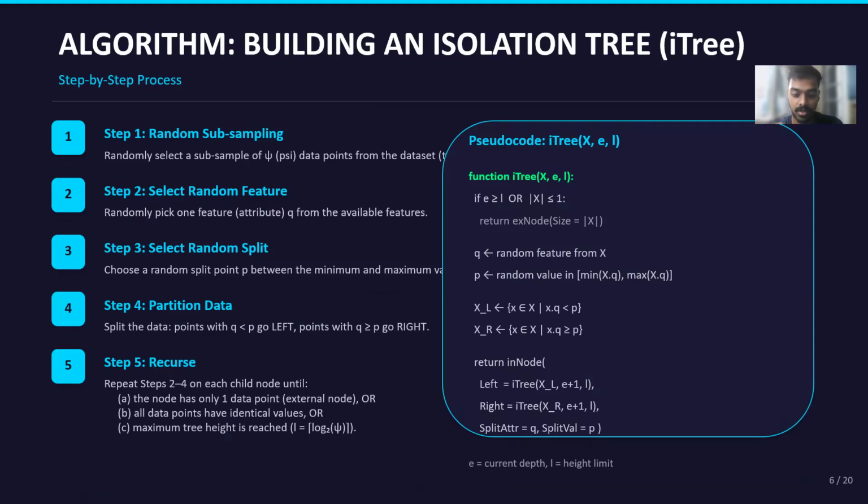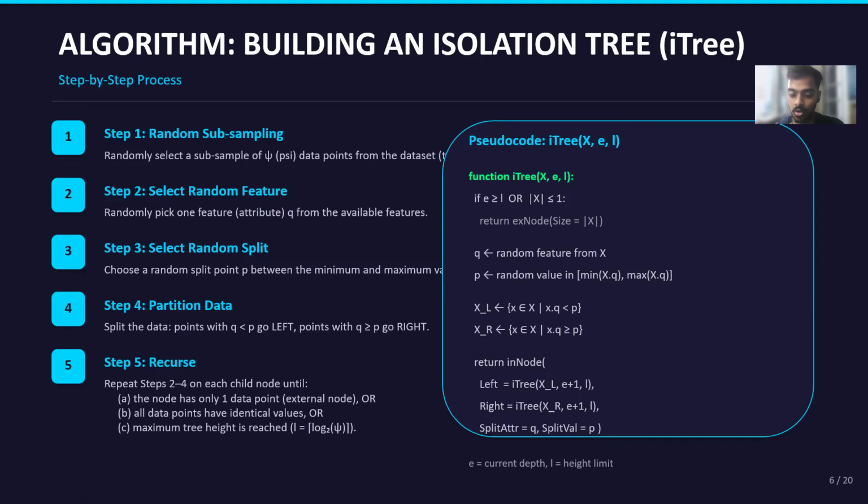Each isolation tree is built using completely random decisions. First we take a random subset of the data, then we randomly select a feature. Next, we choose a random split value within the feature's range. The data is split into two parts, and this process repeats recursively. We stop when a point is isolated or when we reach a predefined height limit, so that we cannot split any further.